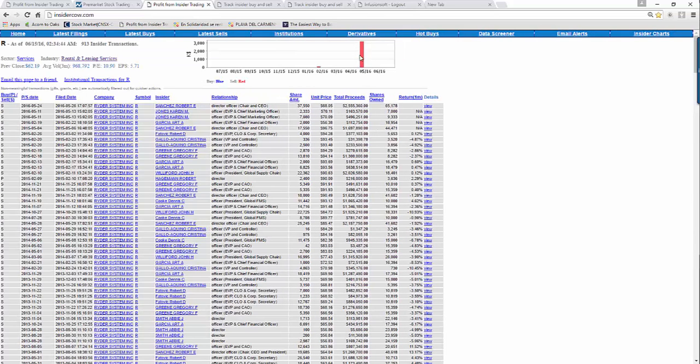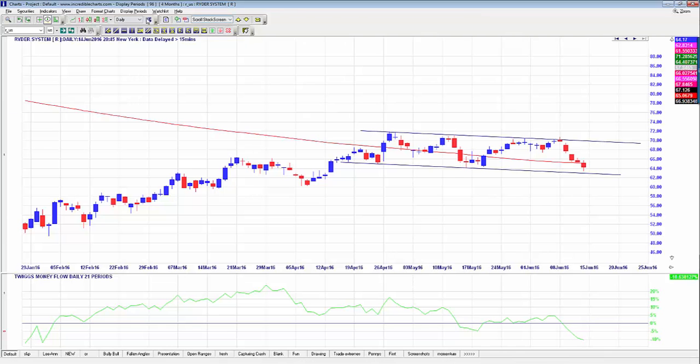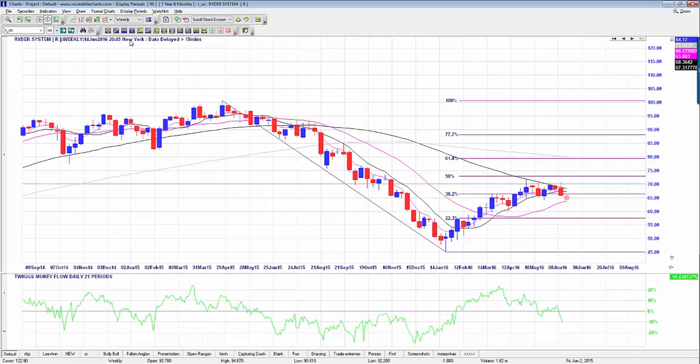Big chunk right there. So again, in the rental and leasing services, and lots of insider selling based on really no history of any selling at all. So that looks quite interesting. Again, we'll go back to the longer term chart.